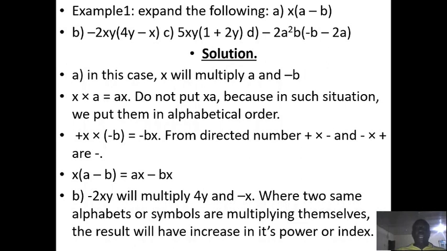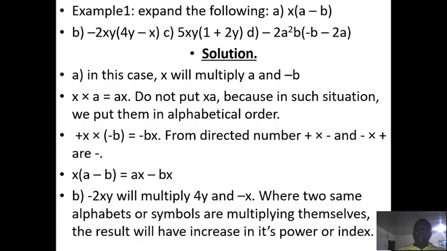So now we want to carry out some simple expansion. Let us look at example 1. Example 1, we say that expand the following. A is x open bracket a minus b. B is minus 2x open bracket 4y minus x. C is 5xy open bracket 1 plus 2y. D is minus 2a squared b open bracket minus b minus 2a.